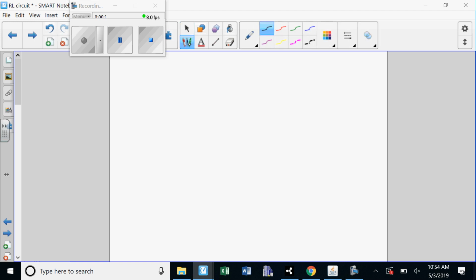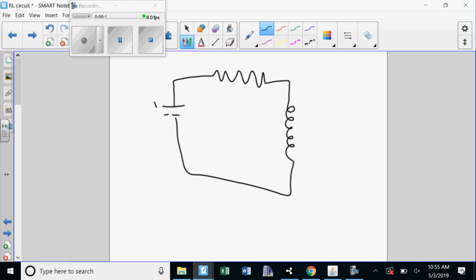Okay, so we're going to go ahead and do the RL circuit, which is a series circuit with a battery and an inductor. So we've got a battery, minus plus, a resistor, and an inductor with the symbol L and the units of a Henry. Okay, so what we want to do is set up the differential equation using a Kirchhoff loop rule.